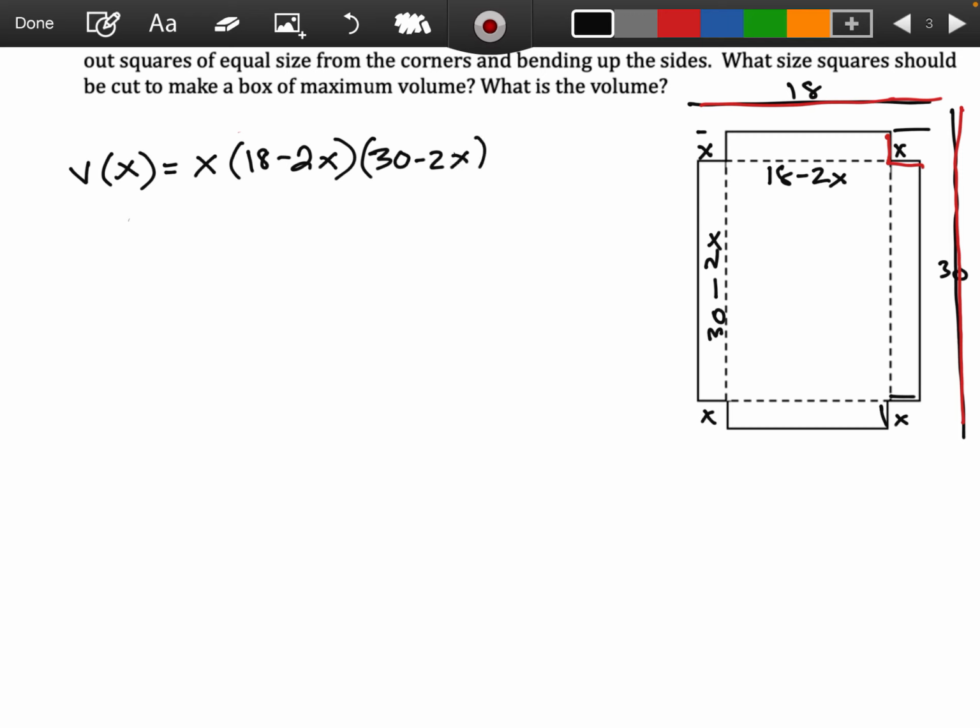Okay, and now we have the volume formula. Let's make this a little bit easier for us to solve. I'm just going to simplify this out, multiply it out, FOIL method, and you end up getting 4x cubed plus 96x squared plus 540x, okay? And remember, they want us to maximize it. So we know we're going to take the derivative.